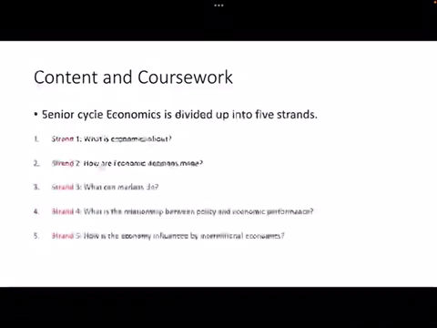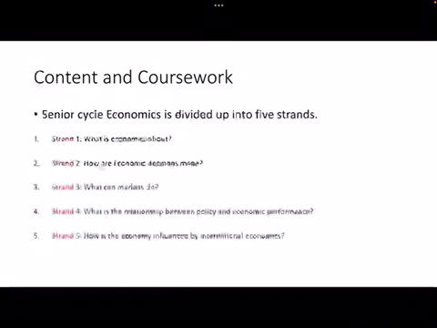Strand 4 then develops the students' understanding of macroeconomy. Economic performance refers to an assessment of how a country is performing relative to the objectives of the government policies. So with macroeconomics, you begin to look at the larger scale economy through how governments and different countries interact with each other.